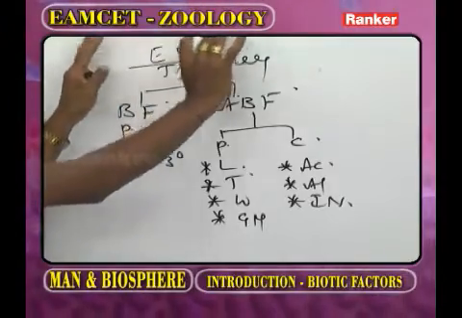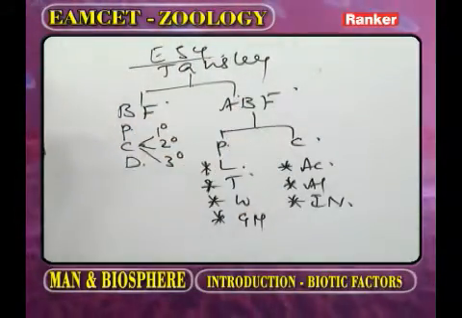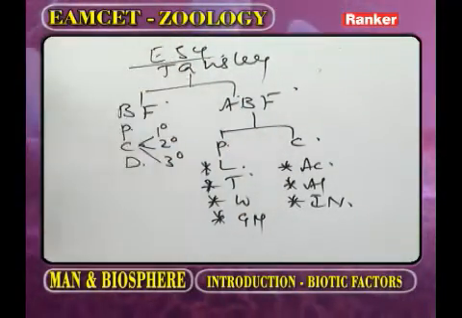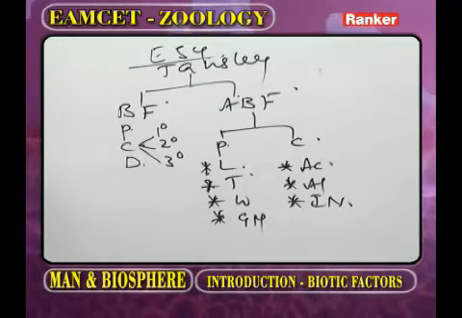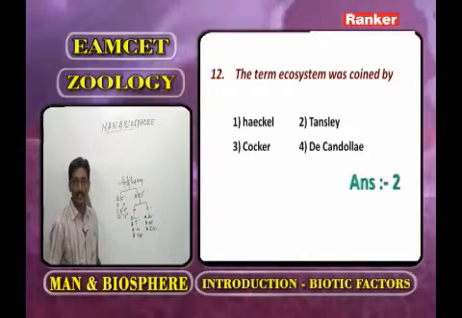So one ecosystem has these components. Now such a word, ecosystem, is coined by Tansley. Now we go for the next question.